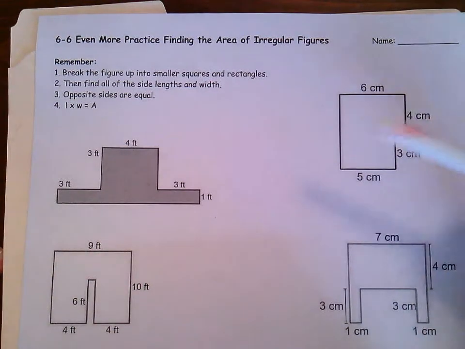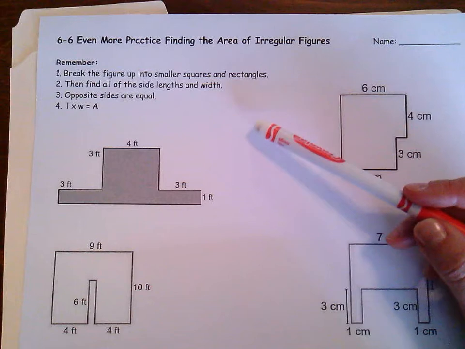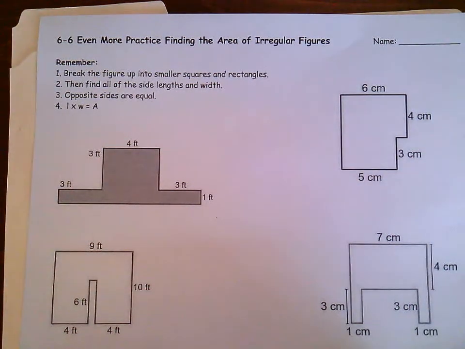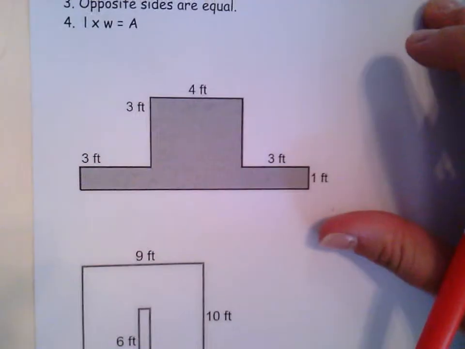So just a reminder, remember to break the figure up into smaller squares and rectangles. Then find all of the side lengths and widths, and then remember opposite sides are equal, and then also that the length times the width equals area. So let's go ahead and get started. I'm just going to zoom in so we can see the problems much closer.